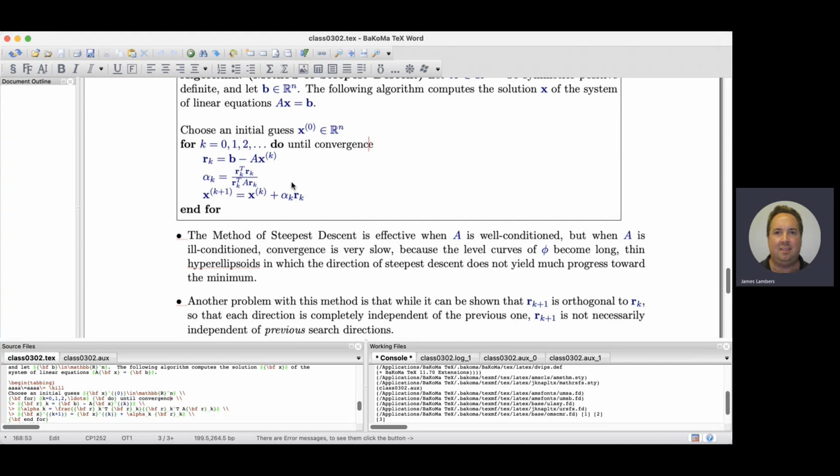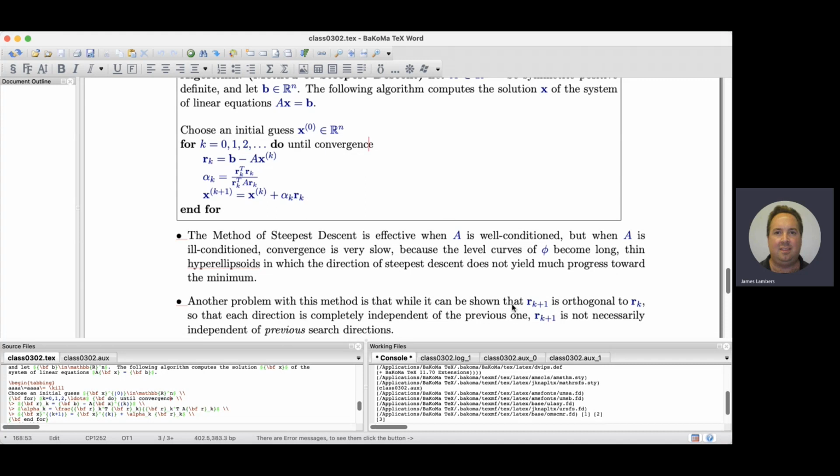Now, you can also show, and I might have assigned this as a homework problem, that each new residual rk plus 1 is orthogonal to the previous residual rk. And that's all well and good. You want your search directions to be independent of one another. But the problem is we only know that it's independent of that one. Each new residual is not necessarily independent of previous search directions. So that's what we'd like to have. We'd like each search direction to be independent of all previous search directions, just so we're not covering old ground.